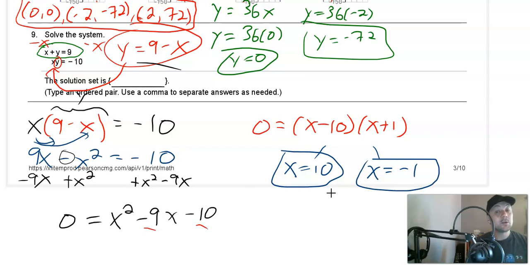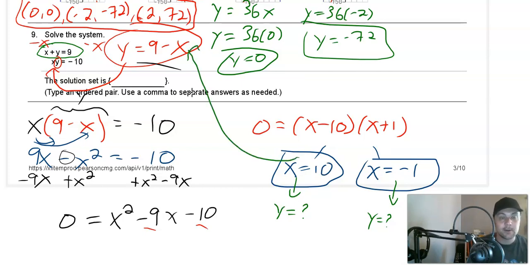Again, don't fall into that trap of, oh, I have these two numbers, put them together. My solution's 10 comma negative 1. These are both x values. You cannot pair two x values together. X has to pair with a y. Right? And so for both of these, I should be finding a corresponding value for y. So this x value needs a y, and this x value needs a y. To find those values for y, we have to take these x's, plug them back into one of the original equations.